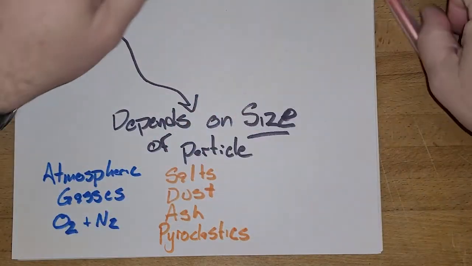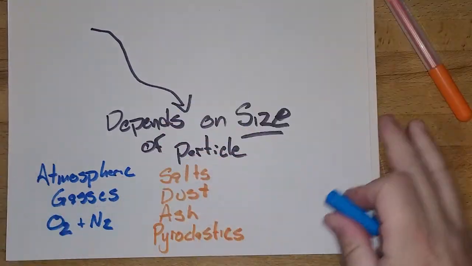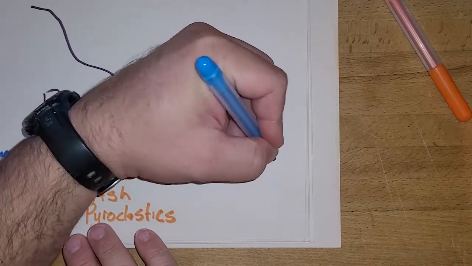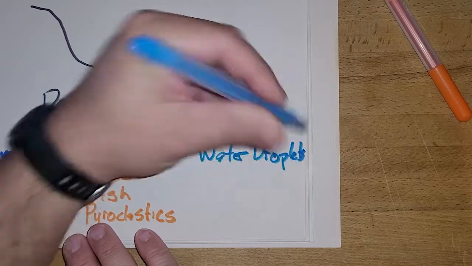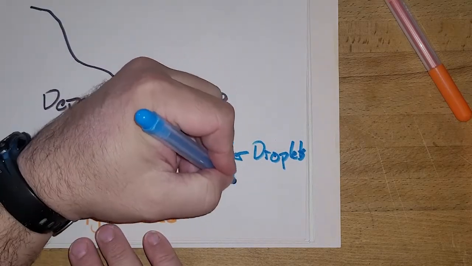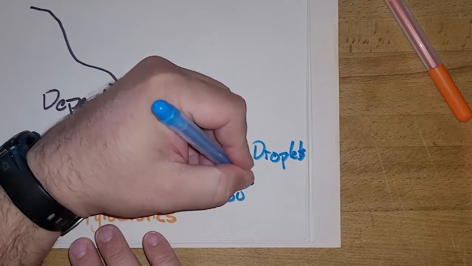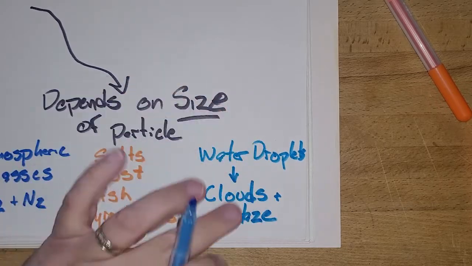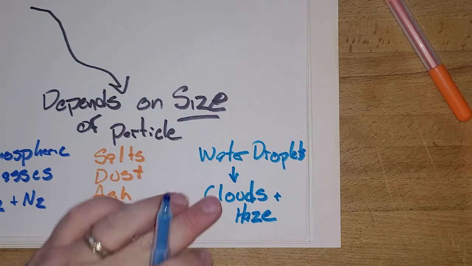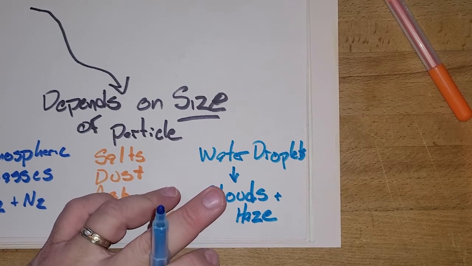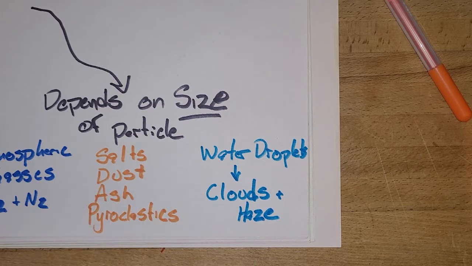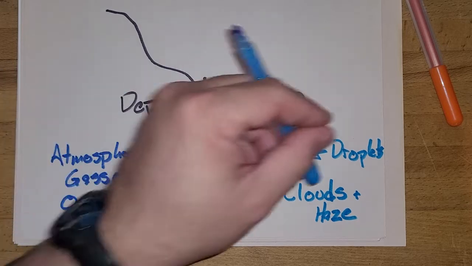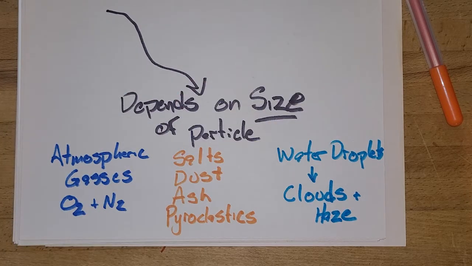Then the other thing that we see a lot of is going to be water droplets, either individually as water droplets or all together as clouds and haze. Okay? All these are going to be water as a liquid suspended in the air, but it's going to be interacting in a number of different ways. We've got some other videos lined up to talk a little bit about how each one of these works.